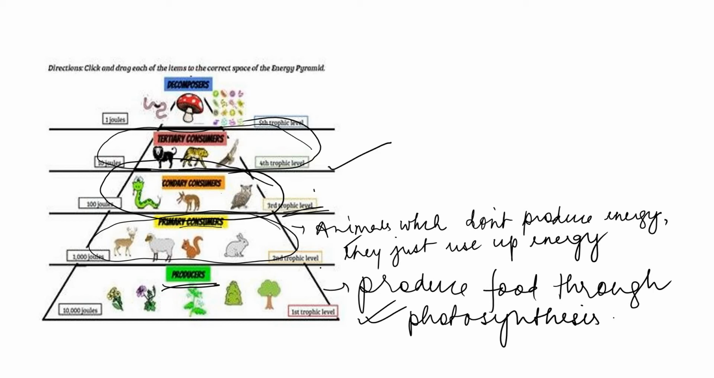So in the second trophic level, it's not the secondary consumers. In the second trophic level, it is the primary consumers. In the third trophic level, it is not the tertiary consumer. In the third trophic level, it is the secondary consumer. In the fourth trophic level, it is not the quaternary consumers. In the fourth trophic level, it is the tertiary consumer.